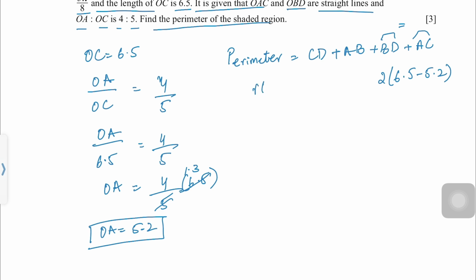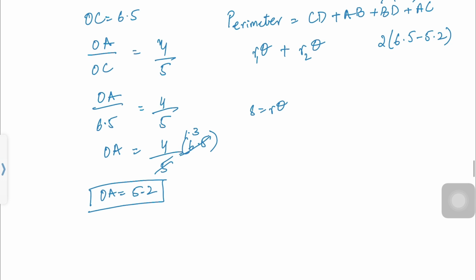And for CD, we'll be using r theta. S is equal to r theta, which is the formula given in our formula sheet. And for AB, we'll be using r theta again. This would be our R1 and this would be our R2. Let's just see it. CD would be OC multiplied by theta.